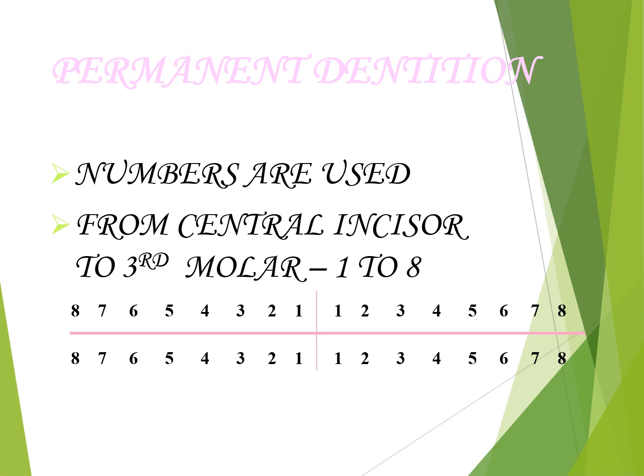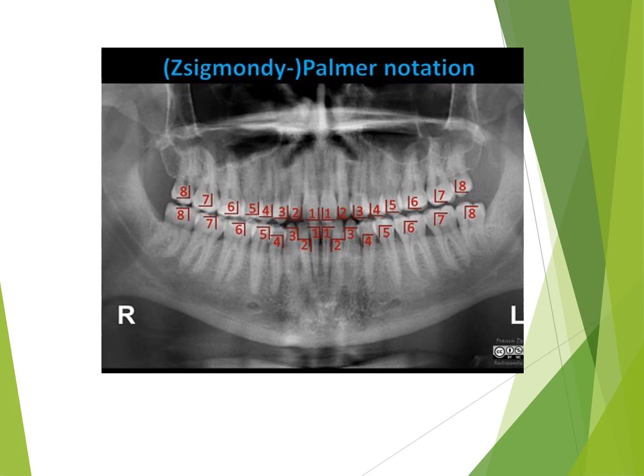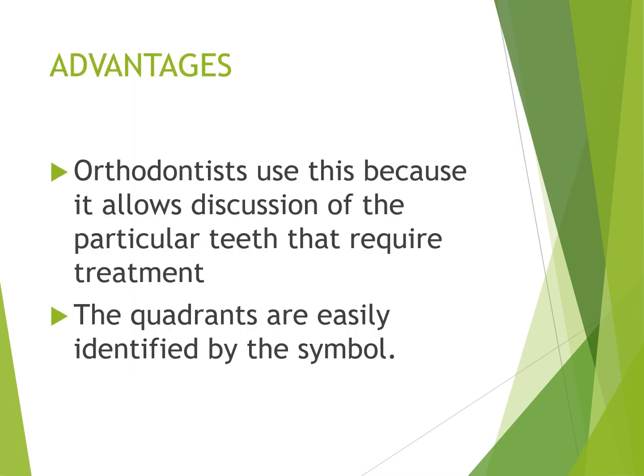So according to the Zsigmondy-Palmer system, for permanent dentition, we use number 1 for central incisor, 2 for lateral incisor, 3 for canine, 4 to denote the first premolar, 5 to denote the second premolar, 6 to denote the first molar, 7 for second molar, and 8 for third molar. This is repetitive for all the quadrants, except that we use alphabets in Zsigmondy-Palmer for deciduous and numbers for permanent. So as you can see, this is the notation of the teeth in permanent dentition for the Zsigmondy-Palmer notation.